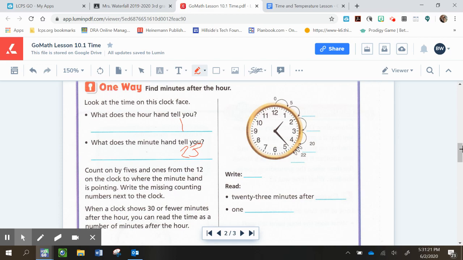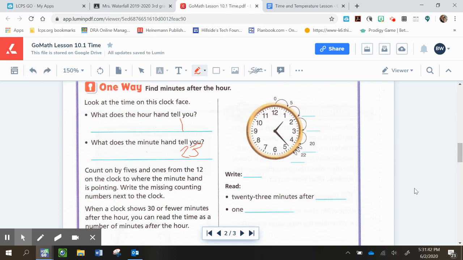There we go. So when you're trying to figure out the minutes on the clock, you can count by 5s, stop there, and then start counting by 1s. So our time for this clock is going to be 1:23. And that looks not so good. So we're just going to take it for what we can.